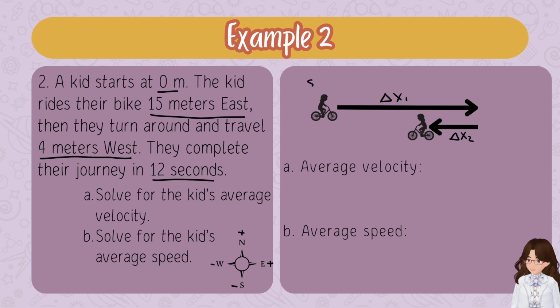So let's go ahead and start out by labeling this diagram. We're going to start with an initial position of 0 meters. Then at this point, we'll have traveled 15 meters east, which will give us a positive 15 meters. And then we're going to travel 4 meters west. So I'll be subtracting 4.